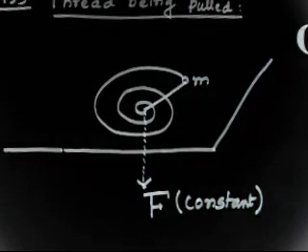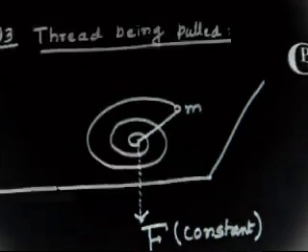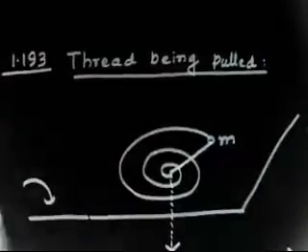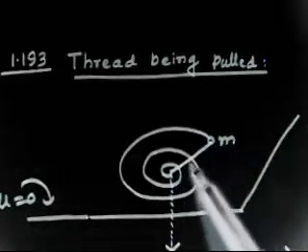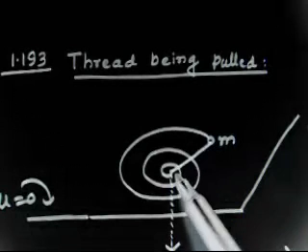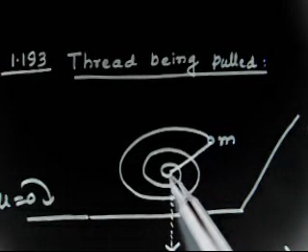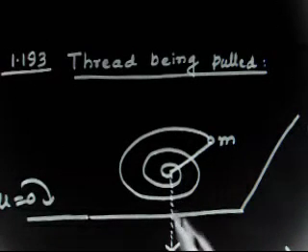Now let me read the question. This is 1.193. A small object of mass m tied to a light non-stretchable thread moves over a smooth horizontal plane. So this plane is smooth, mu is equal to 0. This object of mass m is tied through a thread, and this thread passes through a hole in the table.